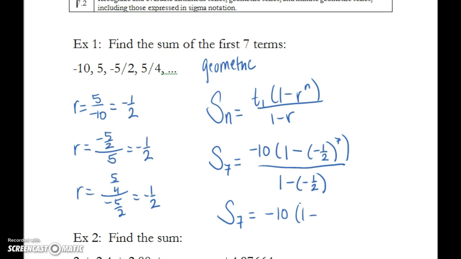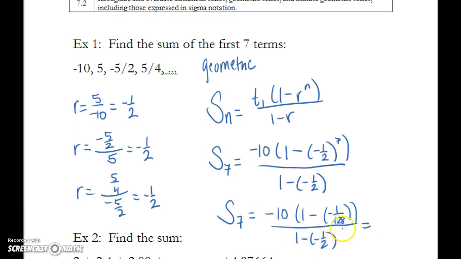So negative 1/2 to the 7th power is negative 1/128, or 0.0078125. Now, I'd rather use the fraction, and I definitely don't want to round because then my sum is not going to be accurate. Alright, so I did the exponent first, and now we can do what's in parentheses, and now these two negatives, yes, become a positive.